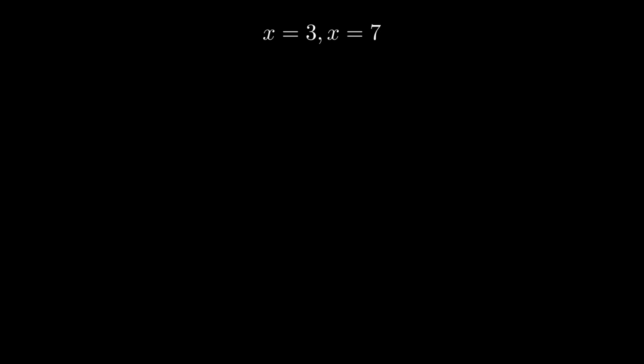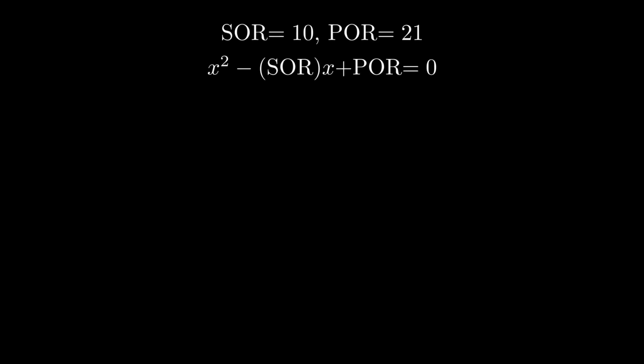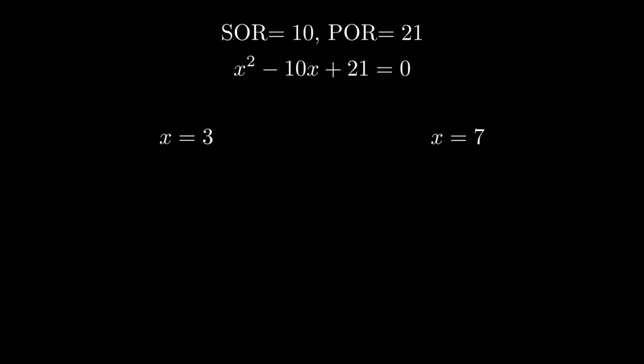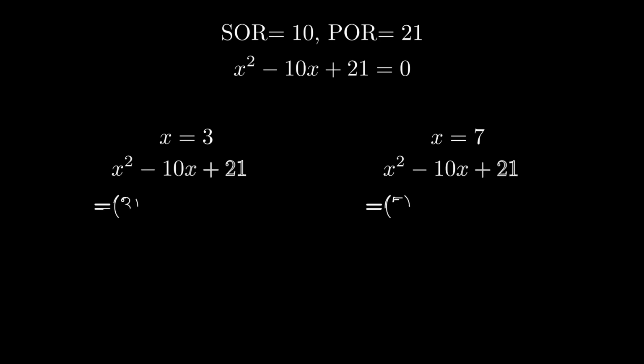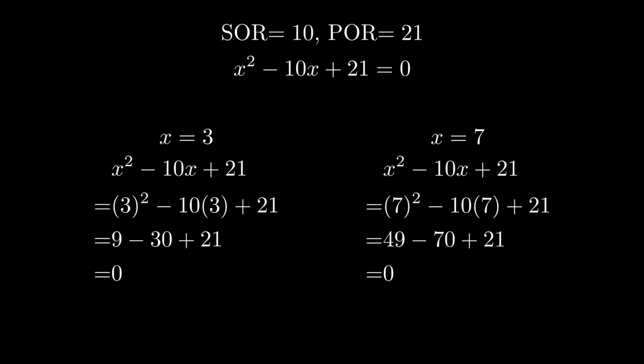For example, let's think of two roots, 3 and 7, and hide them away. Instead, we will tell you the SOR and POR and ask you to rebuild it. You can very easily rebuild the quadratic equation by putting these values in. Here, you can also verify that the roots are indeed the hidden 3 and 7. Remember, we can only recreate quadratic equations with this, not a quadratic function.